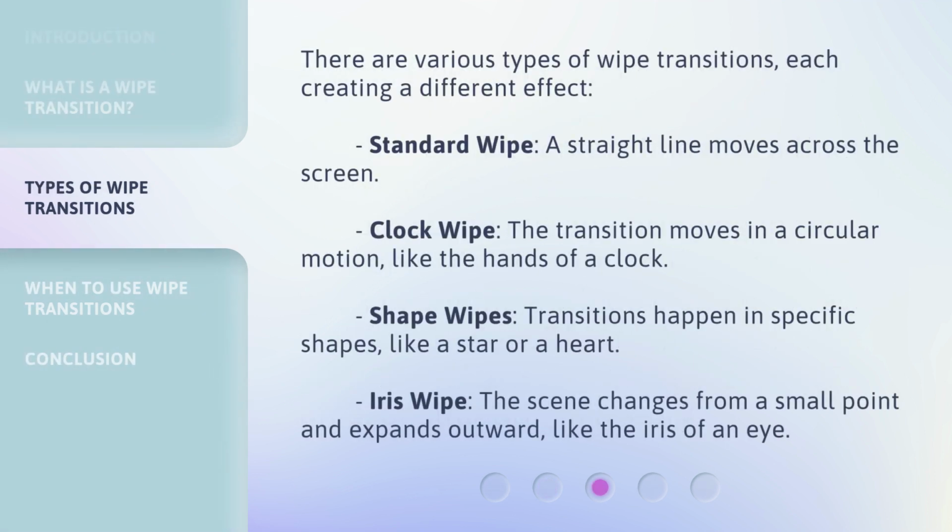There are various types of wipe transitions, each creating a different effect. Standard wipe. A straight line moves across the screen. Clock wipe. The transition moves in a circular motion, like the hands of a clock. Shape wipes. Transitions happen in specific shapes, like a star or a heart. Iris wipe. The scene changes from a small point and expands outward, like the iris of an eye.